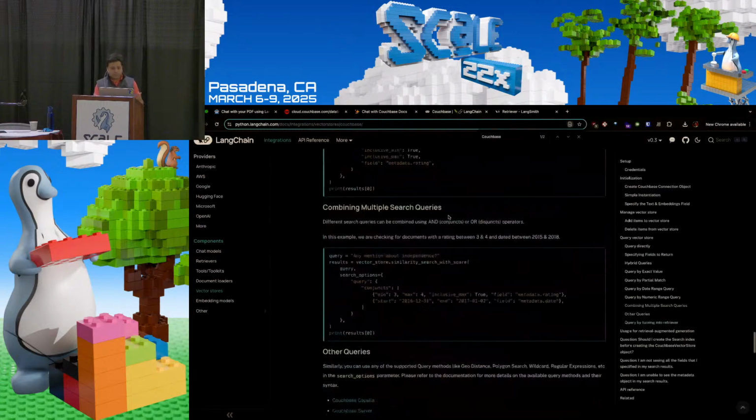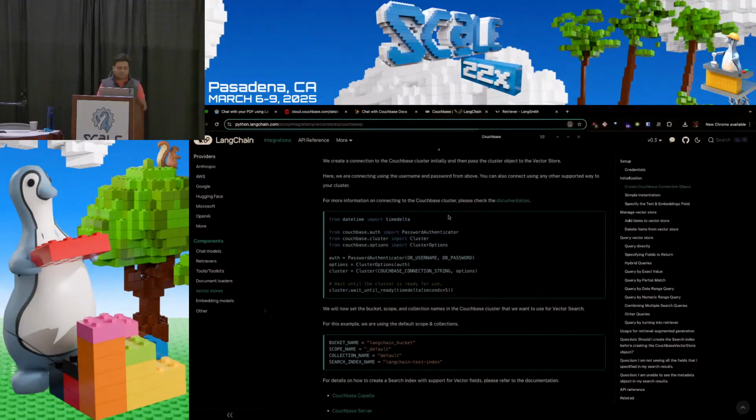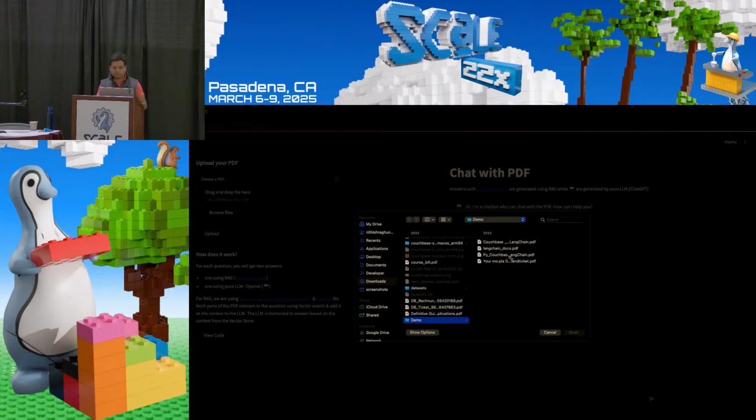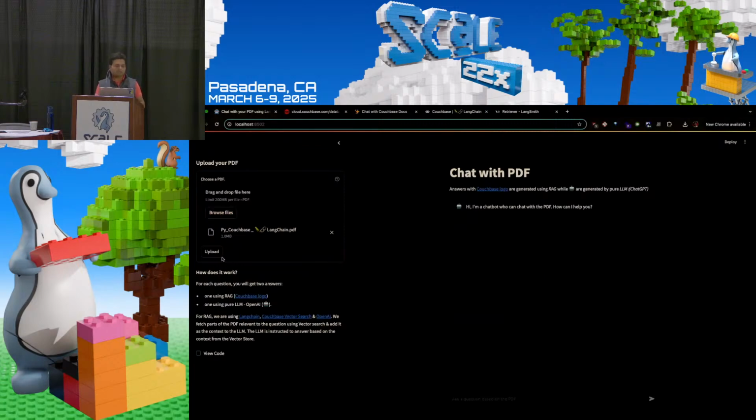So here we have this Python LangChain integration page, which tells you how to use Couchbase as a vector store with LangChain. I've just exported this page as a PDF, and now I'll just upload this PDF.